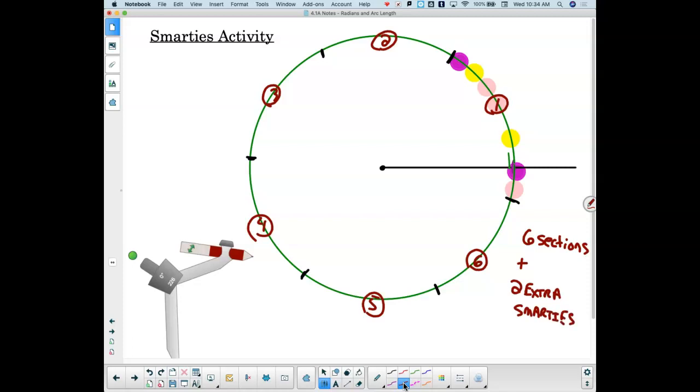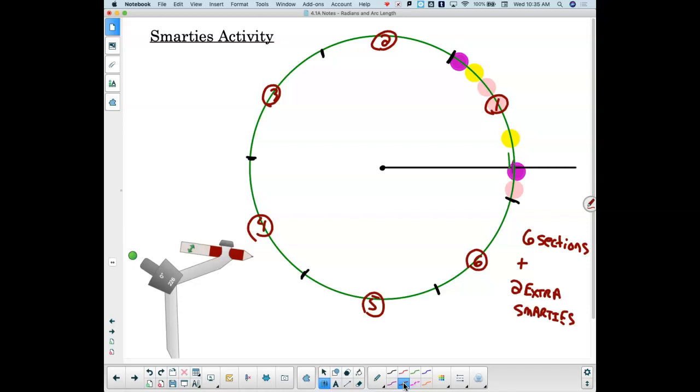Okay, plus 2 extra Smarties. Now, each section was how many Smarties long? 7. What was the radius again? 7. Okay. Alright. It's kind of weird. It's called a radian.